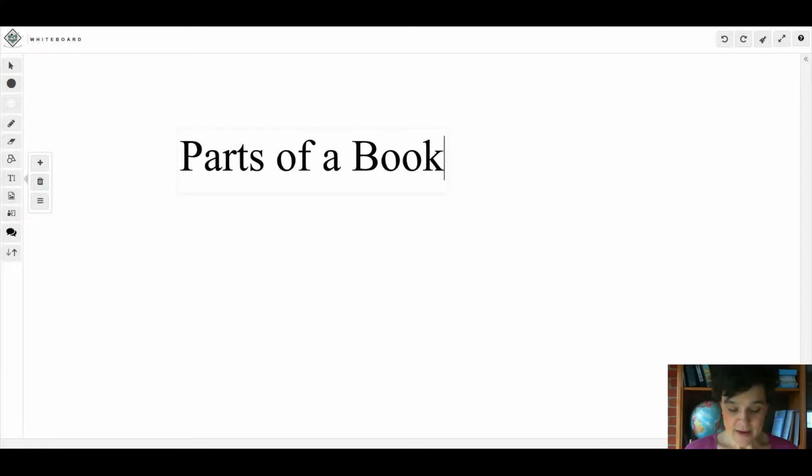Number 4, where would you look to find on which page chapter 3 begins? Table of contents. And number 5, where would you look in an English grammar book to find the page number for information about using commas? You'd look in the index. You'd look up commas in the index.